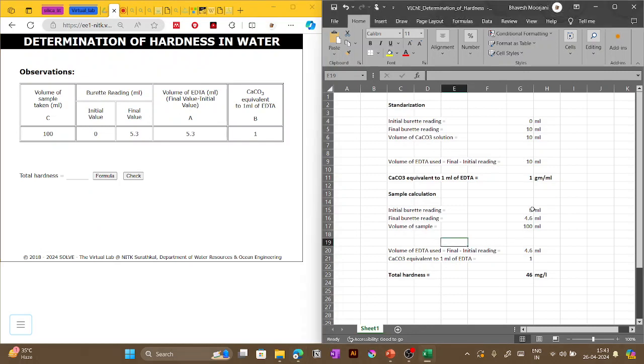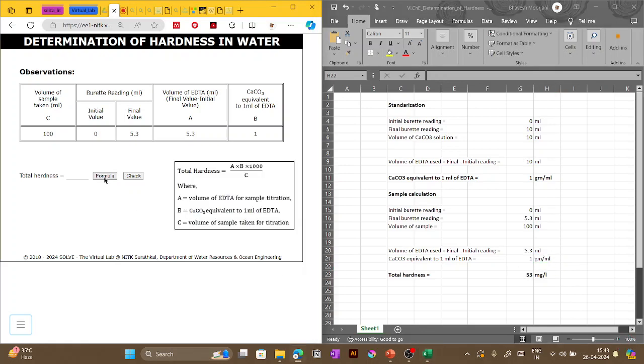Initial burette reading was 0 ml. Final burette reading 5.3 ml. આપણું સેમ્પલનું વોલ્યુમ કેટલું છે, 100 ml. So volume of EDTA used in titration is 5.3. આપણી પાસે conversion factor છે, CaCO3 equivalent to 1 ml of EDTA, from the standardization, right? So this is 1 gram per ml. Now you can see the formula.